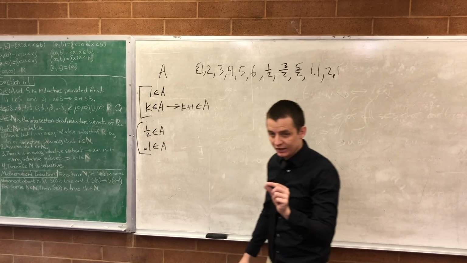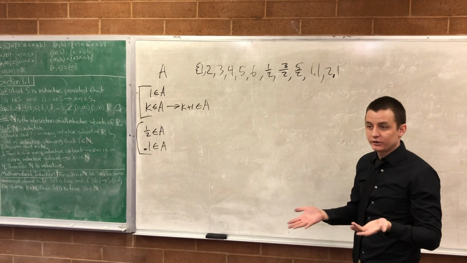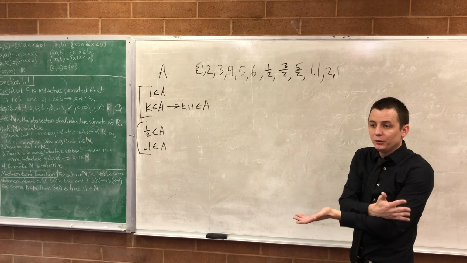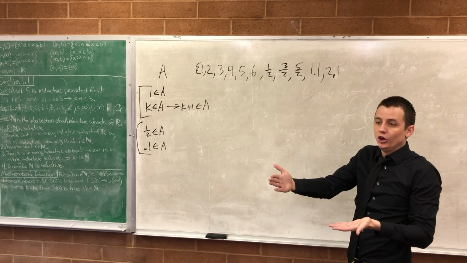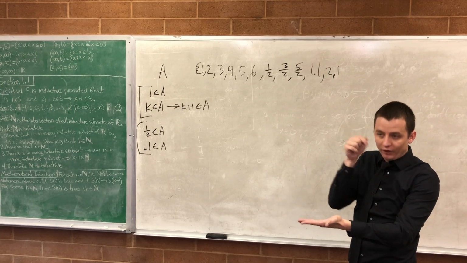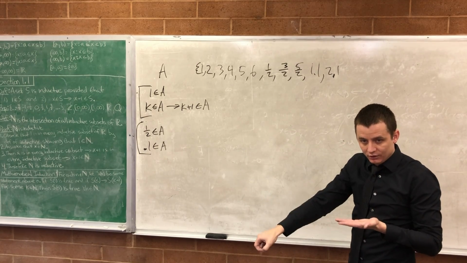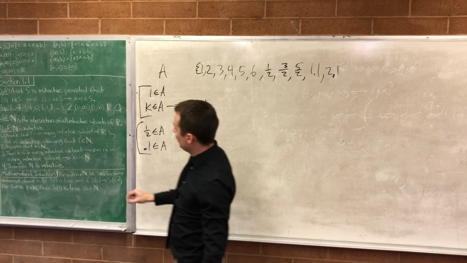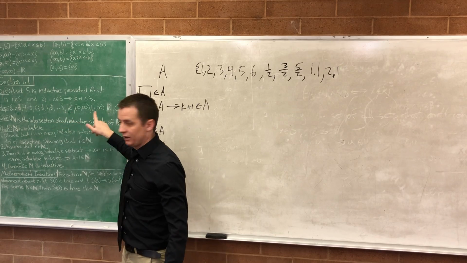Am I losing you in any of that? Do you remember what the intersection is? What do we mean when we take the intersection of a bunch of sets? We mean we're only taking the elements that are in every single one of those sets. The natural numbers are the numbers that are in every single inductive set.